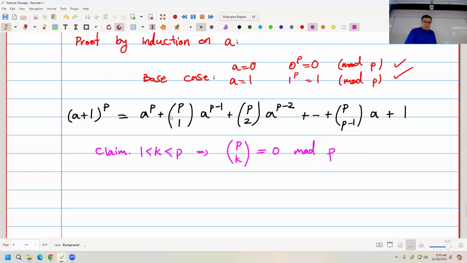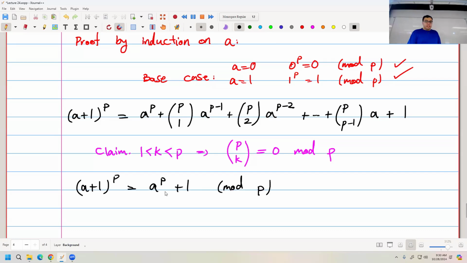If this claim holds, what am I saying? I'm saying this is a multiple of P. I mean, in this case, this is just P, right? This one is a multiple of P, and so on. All of these are multiples of P. So if I'm doing calculation modulo P, I can just ignore everything that comes here. So I have A plus 1 to the power of P is just equal to A to the power of P plus 1 when I'm doing calculations mod P, right?